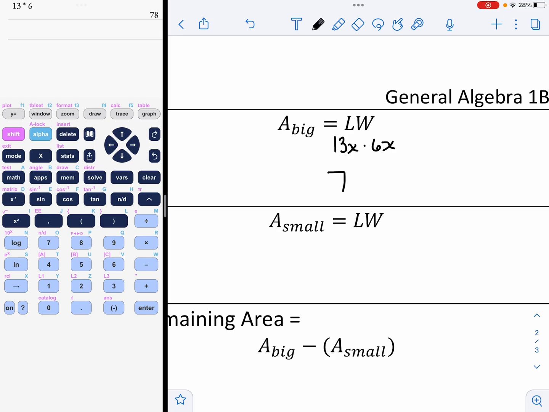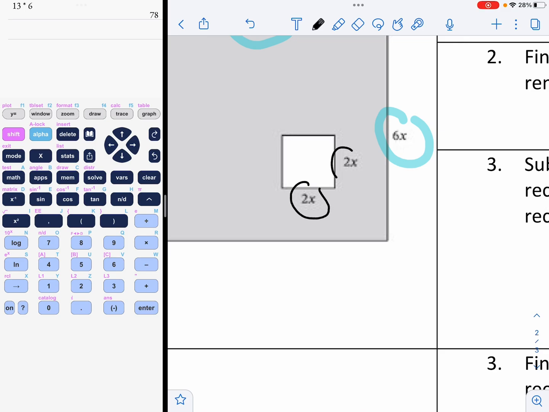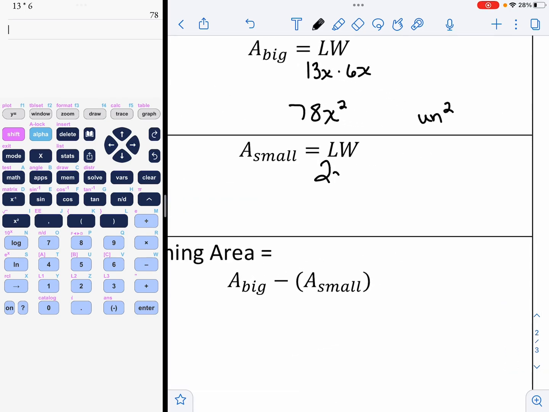And then x times x is x squared. Now, whatever this would be, it's in square units, so I'll just write that to the side. Now it's time for us to find the small area. I just wrote 7, I didn't write 78. So that's the large rectangle. So the expression is 78x squared. So now the small one is a 2x and a 2x. It's actually a square. So we're going to do 2x times 2x.